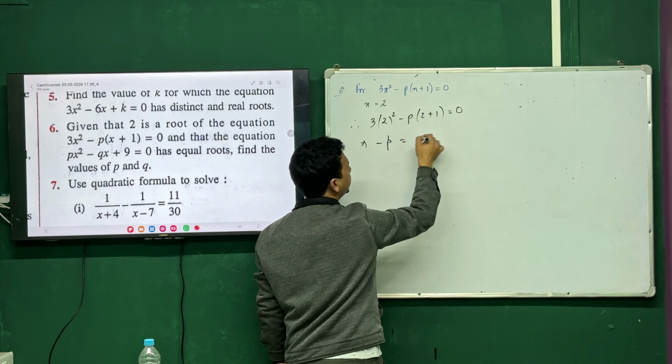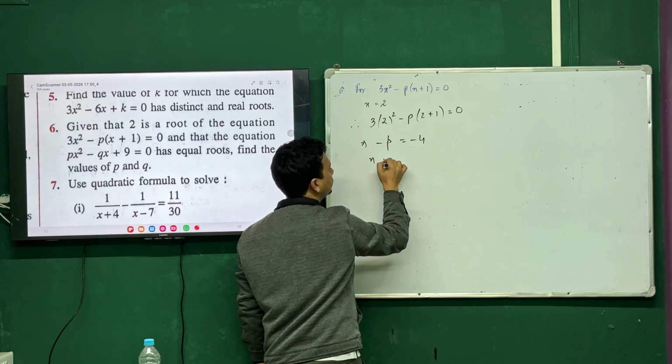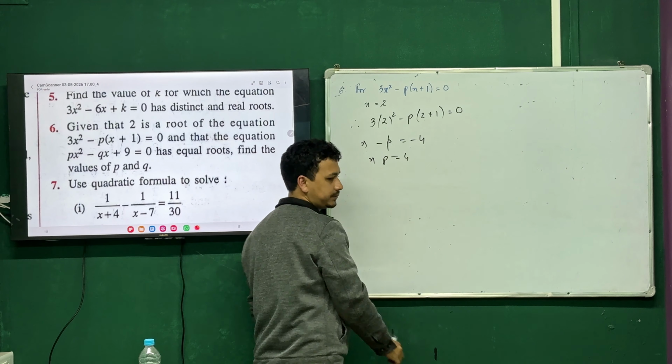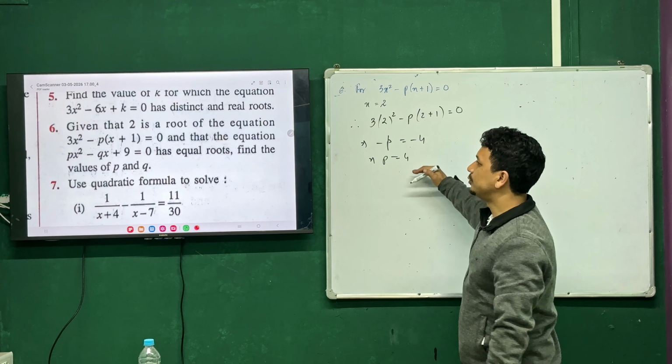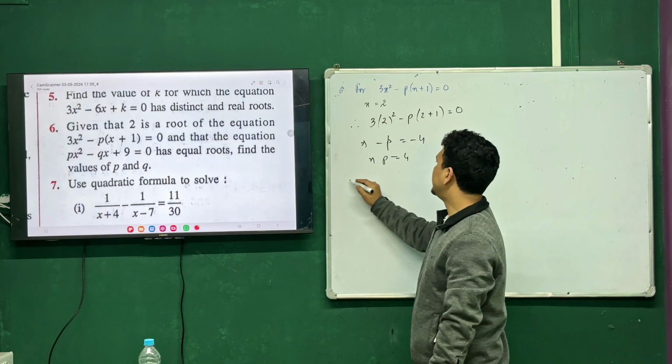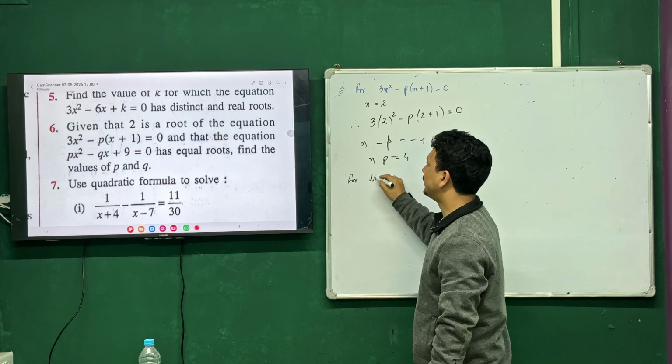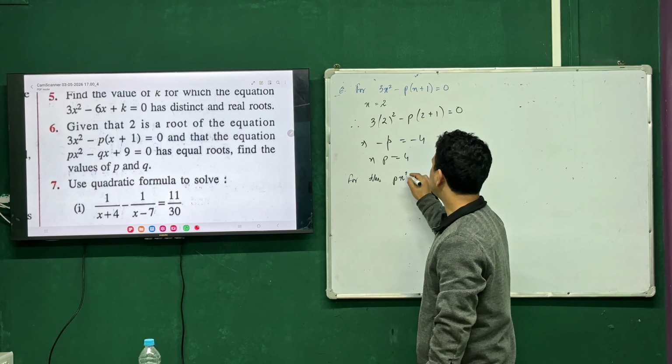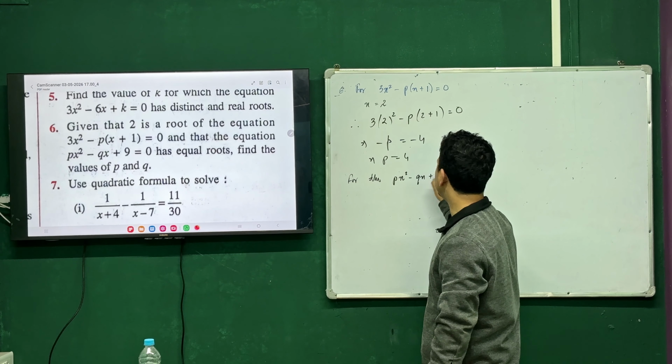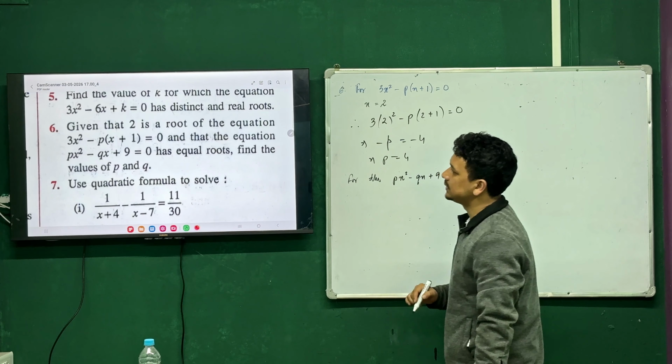So it'll become minus 12. Minus 12 by 3 is minus 4. Please solve this. So we got p to be 4. Now let's look at the other equation. So for the equation px square minus qx plus 9 is equal to 0.